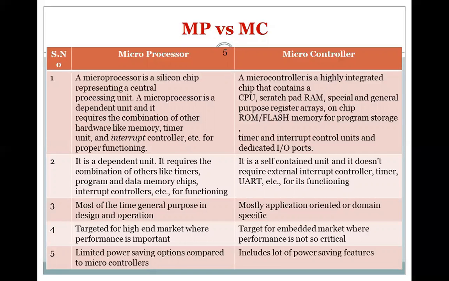All these are under embedded design constraints. Then microprocessors have limited power saving options compared to microcontrollers, whereas microcontroller power saving features are many because these are using fewer devices. Similarly, all the components are available within the chip itself, so power dissipation is almost reduced compared to a microprocessor.